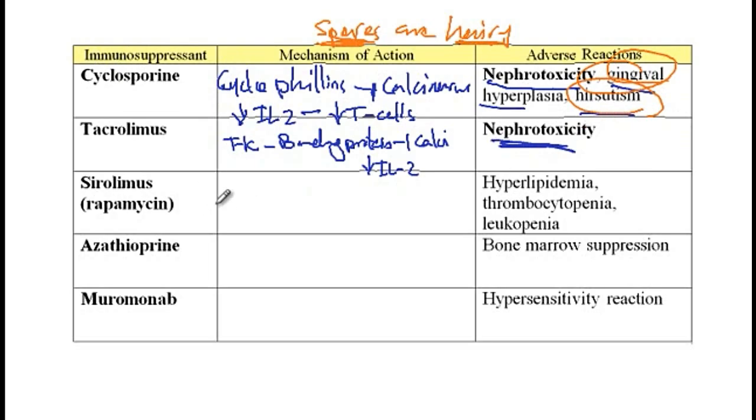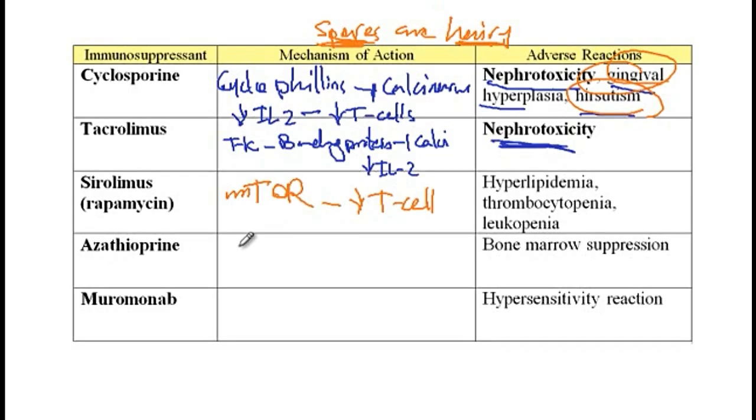The next medication is rapamycin, which inhibits the mammalian target of rapamycin, and thus it decreases the T cell proliferation in response to IL-2. And the side effects include hyperlipidemia, leukopenia, and thrombocytopenia. And then we have azathioprine, which will convert to the 6-mercaptopurine that will inhibit the purine metabolism and nucleic acid synthesis. So therefore, this medication is associated with bone marrow suppression.